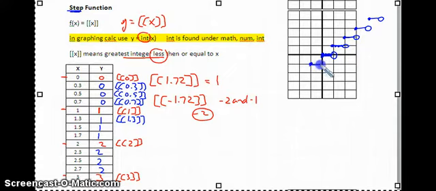and it would stay at this line until I got to the next integer. Dot here, and it would stay at this line until I get an open circle there. Dot here, and it would stay at this line until I get there. So this is the step idea. It looks like we're climbing a set of stairs.